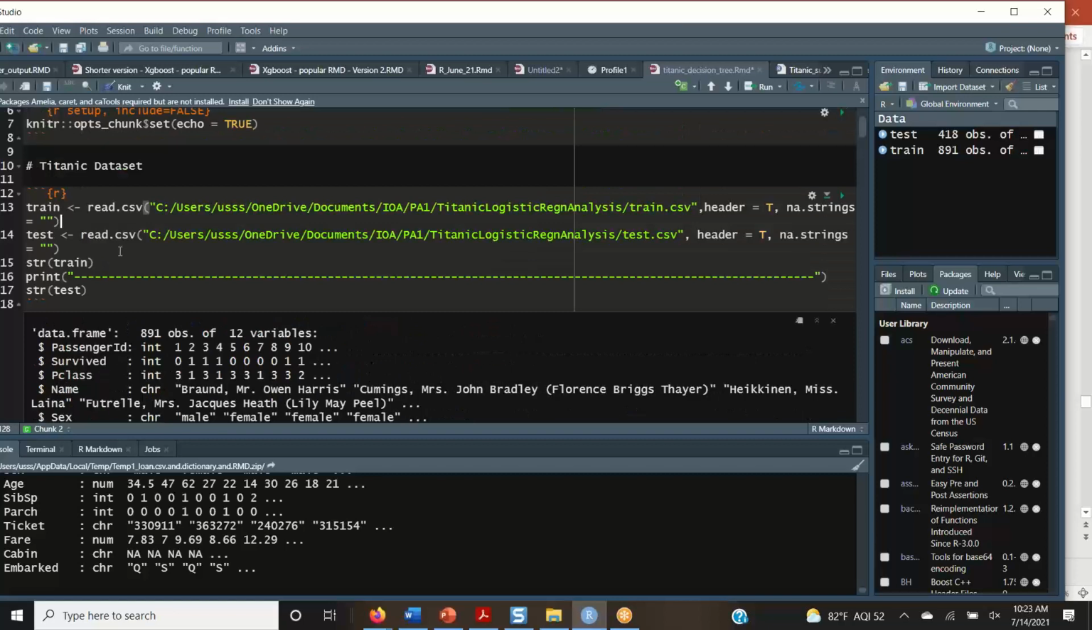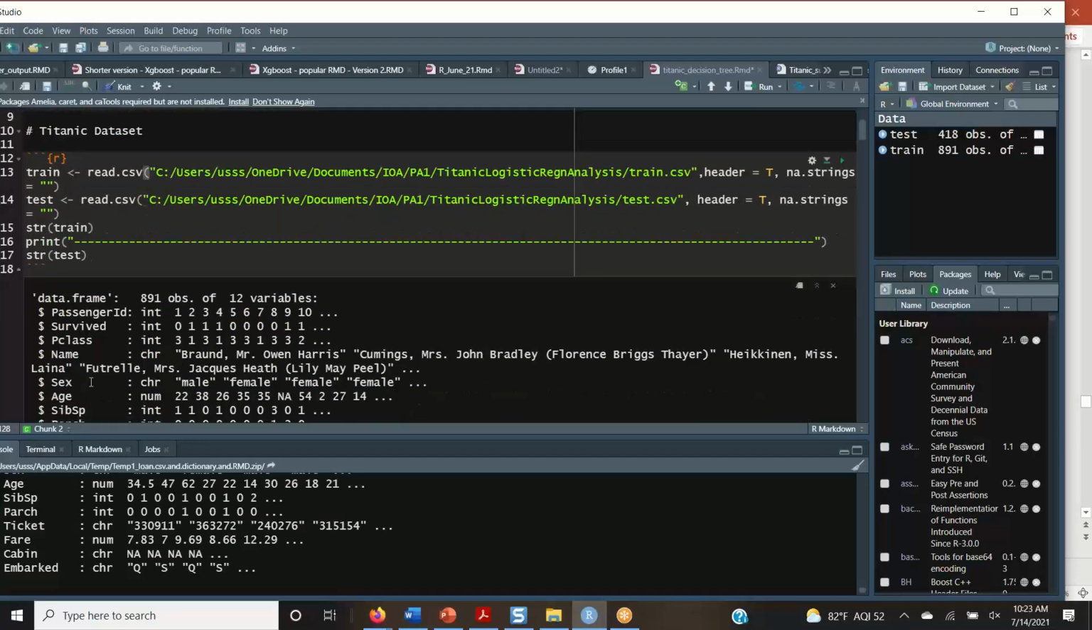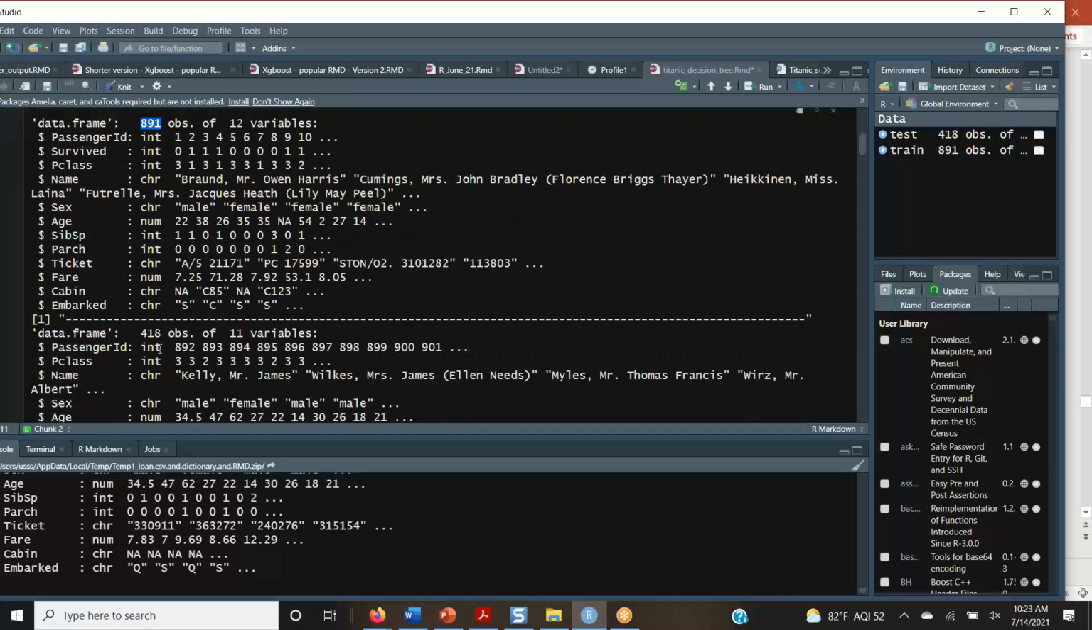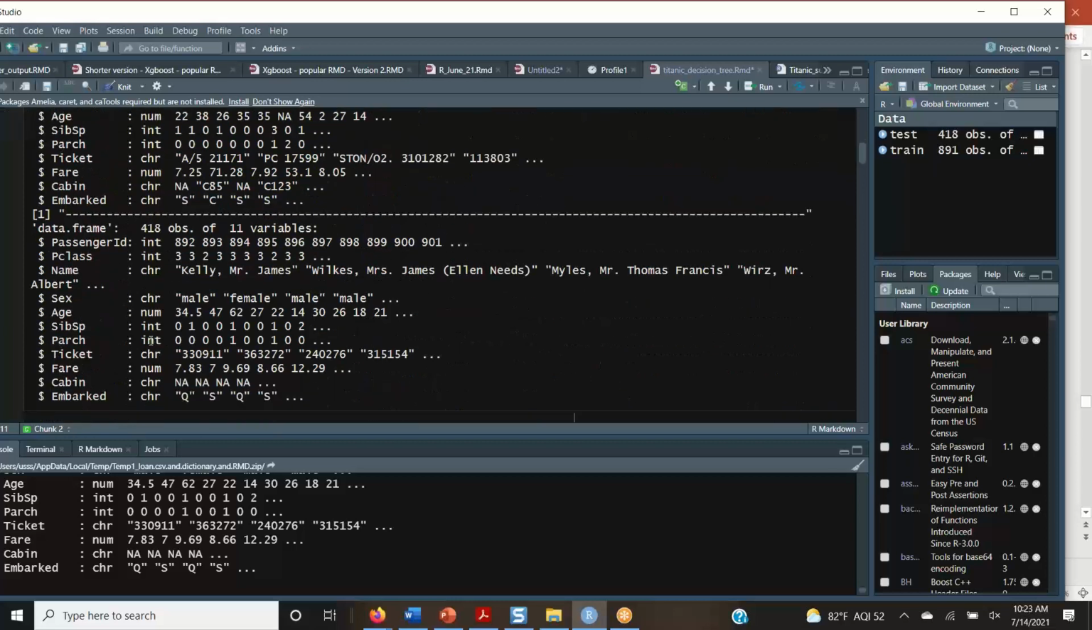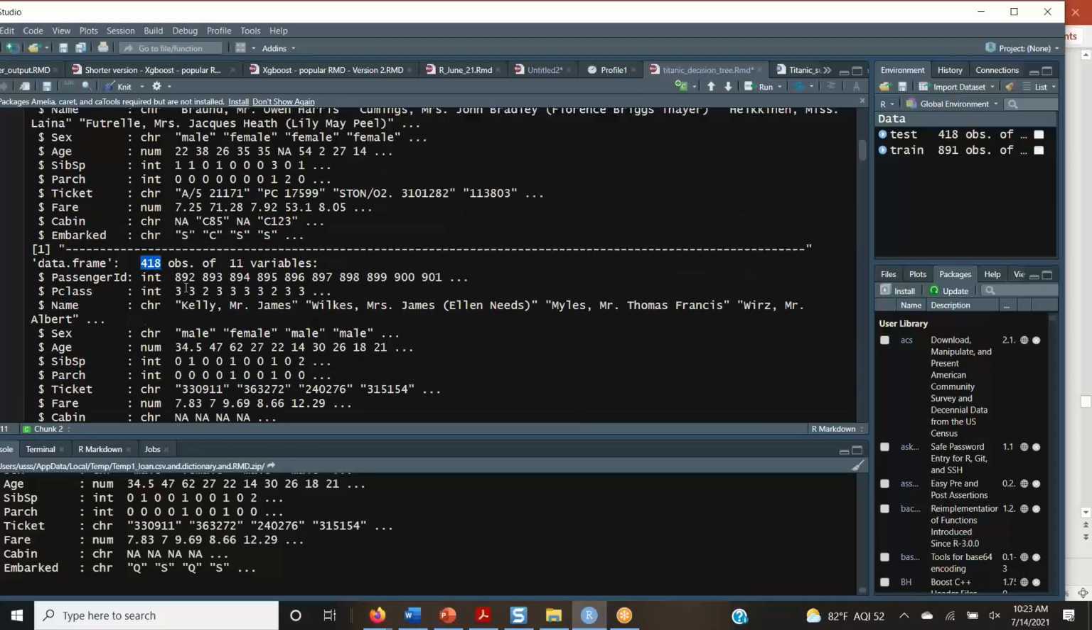So these are the variables. I read the training data set, and I was looking at the structure of the test data set. What is the difference between the training data set and the test data set? The training data frame has 891 observations. Going further down, the test data set has 418 observations.